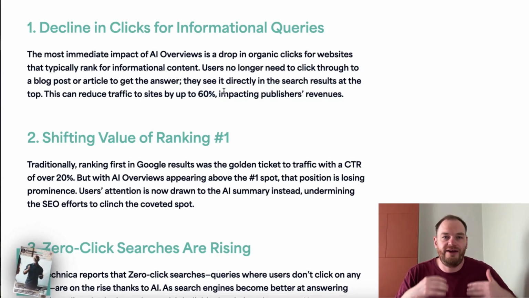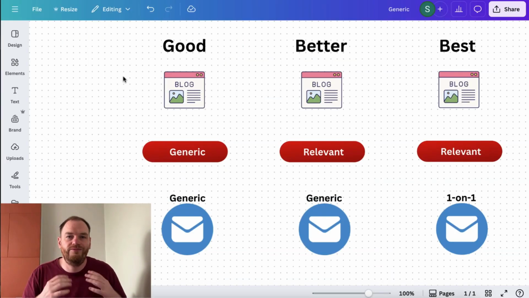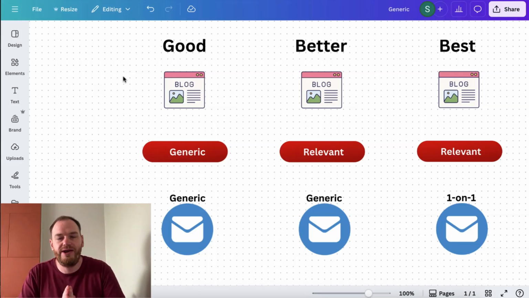So meaning if you had before the whole pie 100%, now you maybe only have 60% left. If your conversion rates stay the same, that means also you have 60% less leads. So what is the solution? We have 3 ways. We have a good way, we have a better way, and the best way.